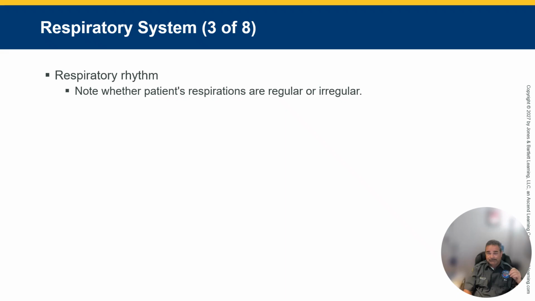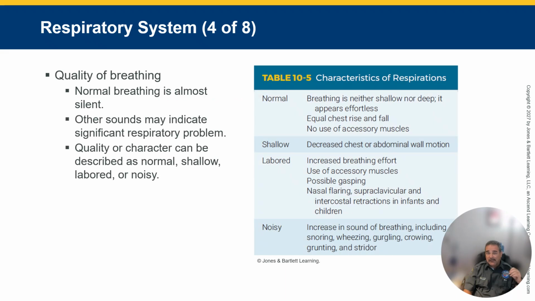Respiratory rhythm. These are patterns of breathing. This is a normal description, shallow description, labored description, and noisy. Remember, quality: normal respirations are silent, they're regular, the patient isn't anxious, they don't have issues. But if you've got any of these conditions, you have a problem that you're going to need to address. Oxygen, at least.